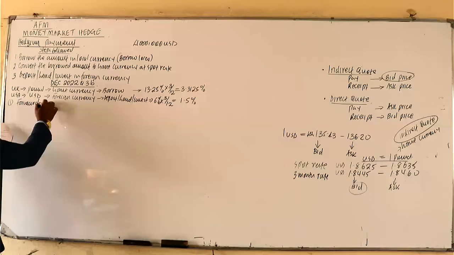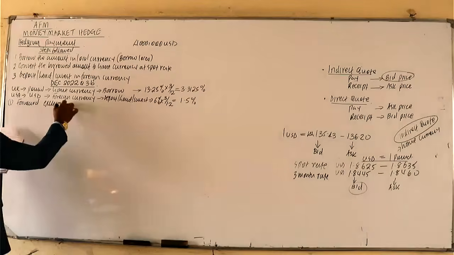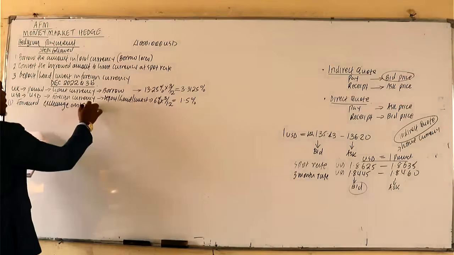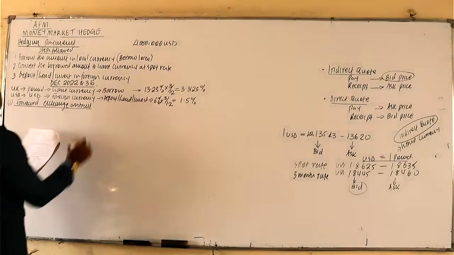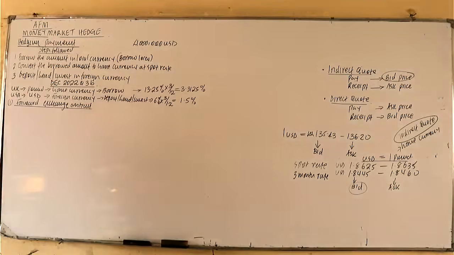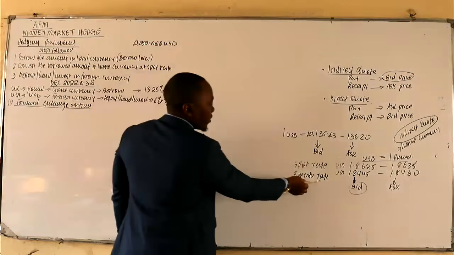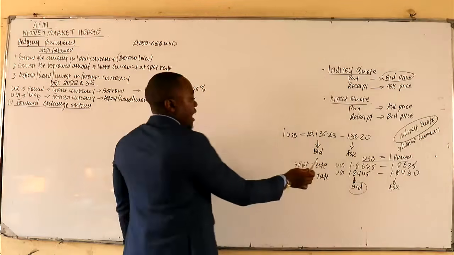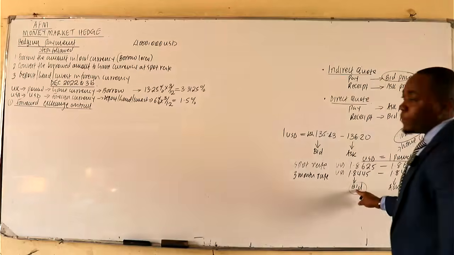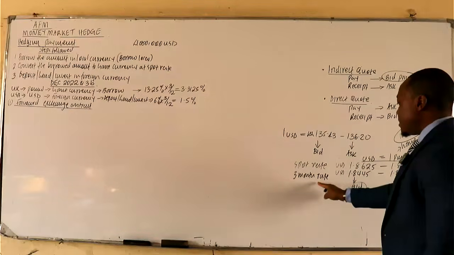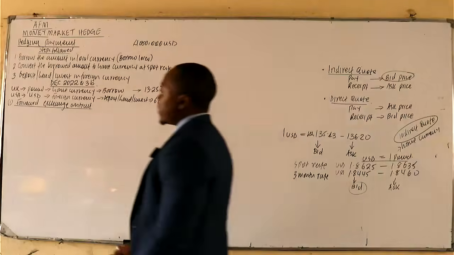Forward exchange contract. Now for the forward exchange contract, this is why we use the forward rate. A 3-month forward rate, and in this case we have said that we are using the bid price. So a 3-month rate, and you're using the bid price. Bid price is the raw price.